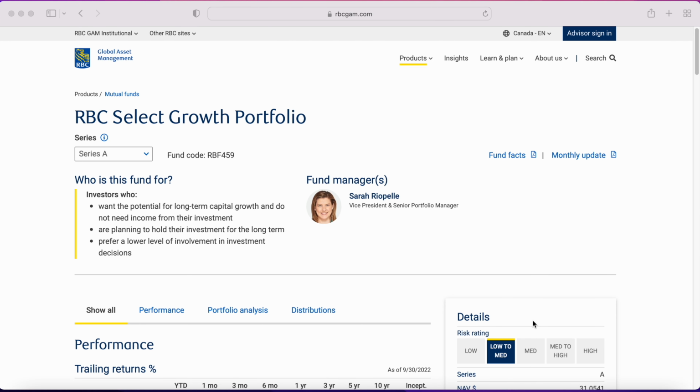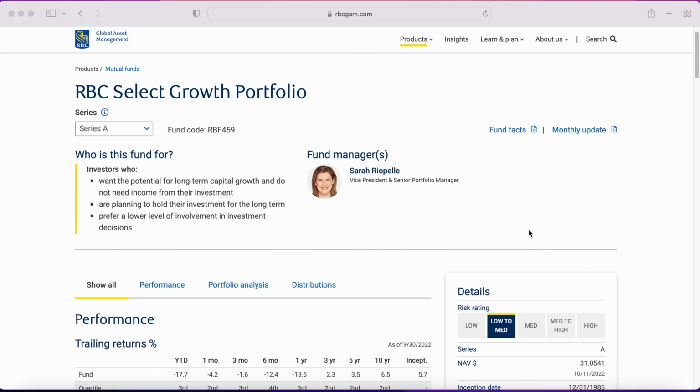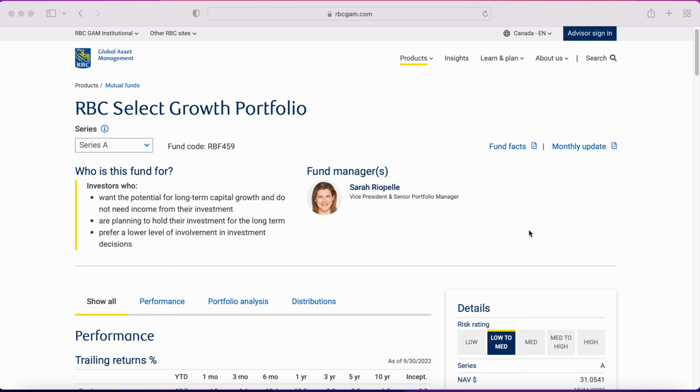So here is the RBC Select Growth Portfolio Mutual Fund. Now, I'm what's called an independent advisor. I don't make my own investment products for my clients. I can pretty much use any financial institution's products in Canada for my clients. RBC is one of them. So I know their products pretty well, and I just want to let you know that so you know I'm not biased when I'm explaining stuff.